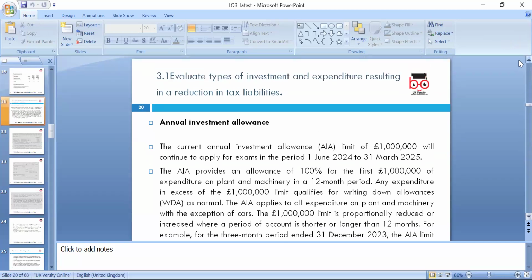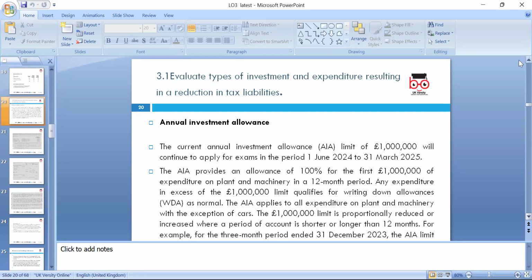We have 3.1: evaluate the types of investment and expenditure resulting in reduction in the tax liability. Please always remember that depreciation is not an allowable expense for taxation purposes. What we need to do is plan taxes by looking at the capital allowance and annual investment allowance. That is quite crucial, and we can plan accordingly.